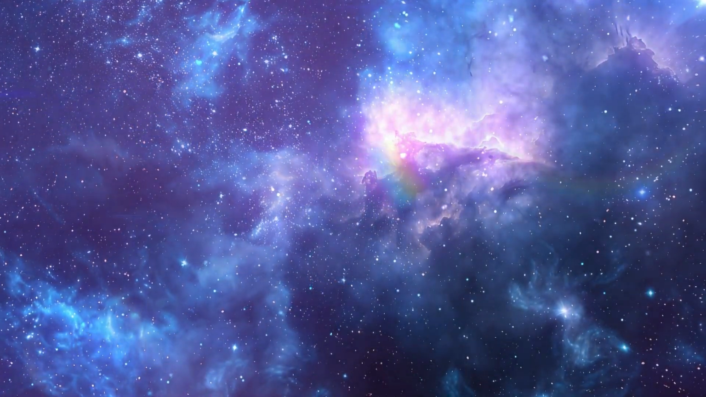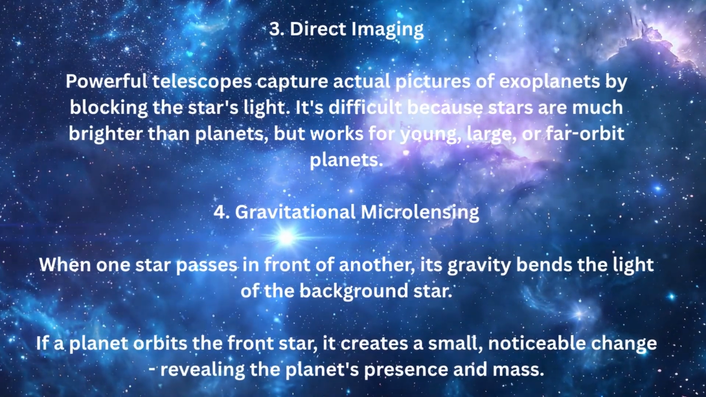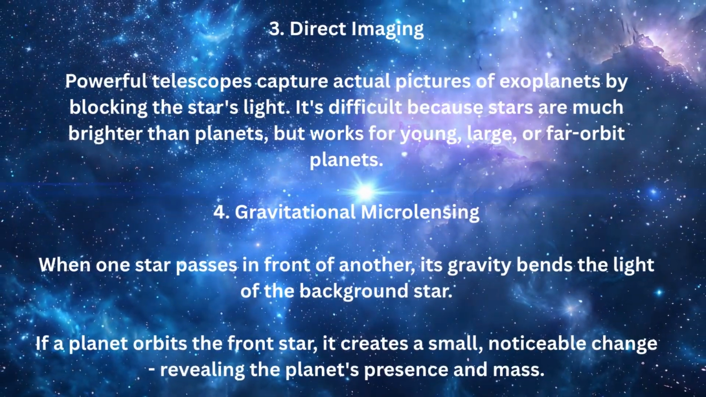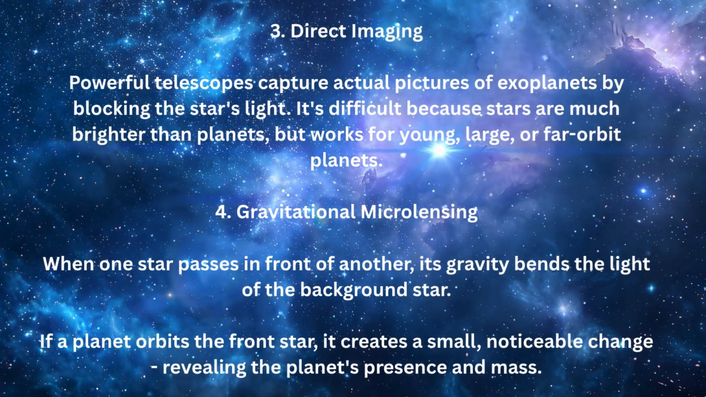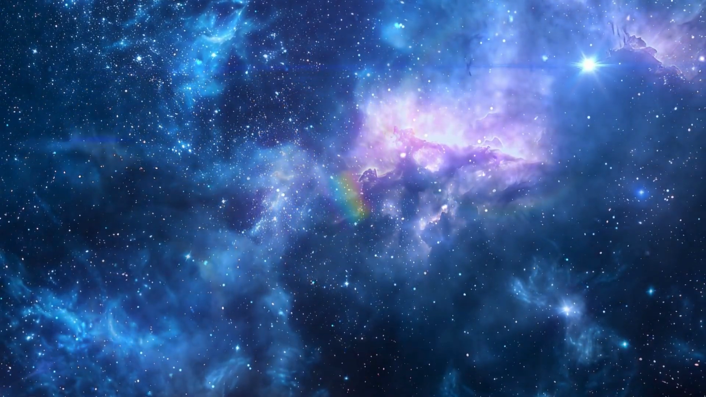4. Gravitational microlensing. When one star passes in front of another, its gravity bends the light of the background star. If a planet orbits the front star, it creates a small, noticeable change, revealing the planet's presence and mass.